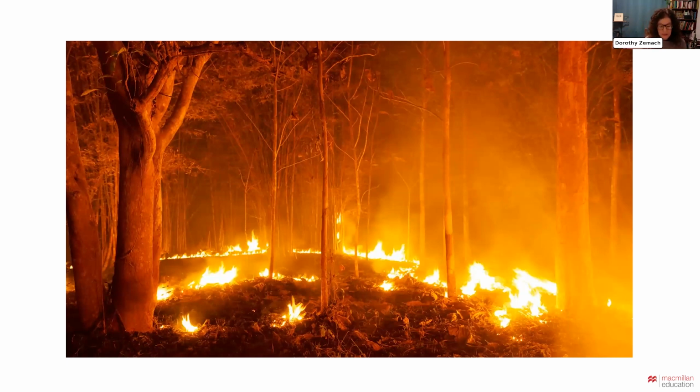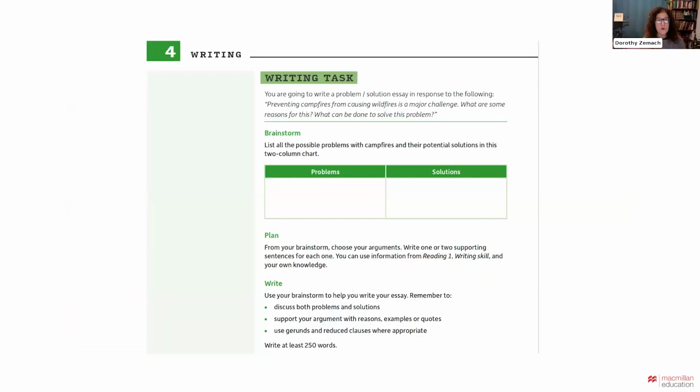When I look at something like this, particularly someone like me who lives in the western part of the United States where we have problems every summer now with forest fires, I think problem, solution. So I chose my final writing task first. In my head, that's the first thing that came to me: we're going to write a problem solution text.